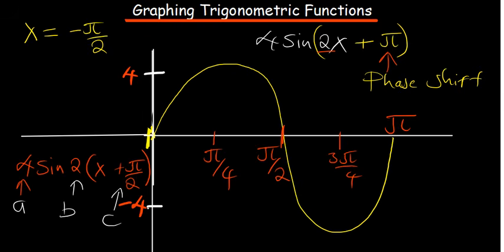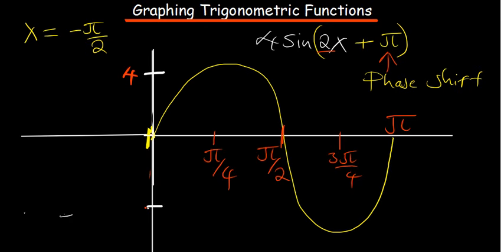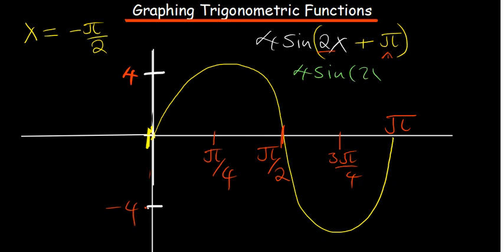Pi over 2. So each point that we are seeing on the graph, I'm now free to erase this for a moment. And then of course just take note that our graph is now 4 sine 2, sorry, I'm supposed to factorize out the 2, so that is x plus pi over 2. Okay, that's our graph in the simplified form.